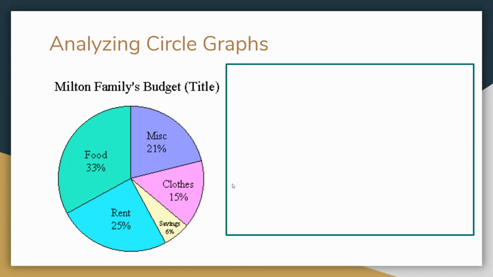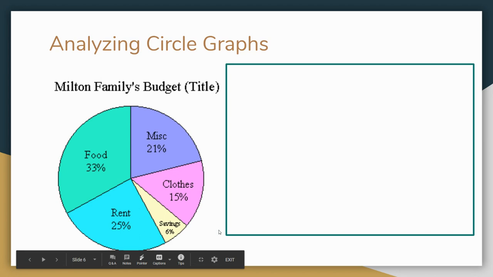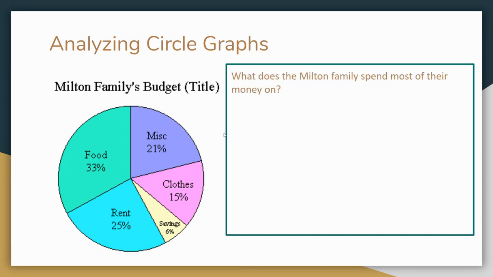So another thing that you're going to have to do is be able to analyze different circle graphs. So you're going to have to be able to answer different types of questions based on a circle graph. So in this graph, we're going to look at the Milton family's budget. So what does the Milton family spend most of their money on? So take a second and see if you can figure this out. So we want to look for the biggest piece here. The biggest sector is food. Since that's the largest piece, we know that that's what they spend most of their money on.